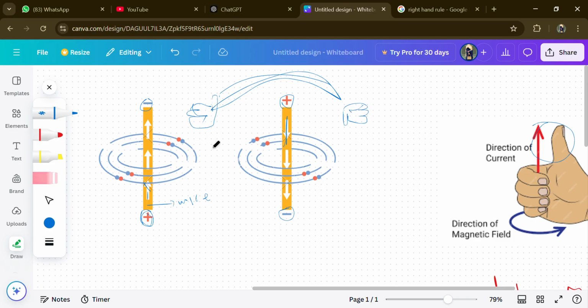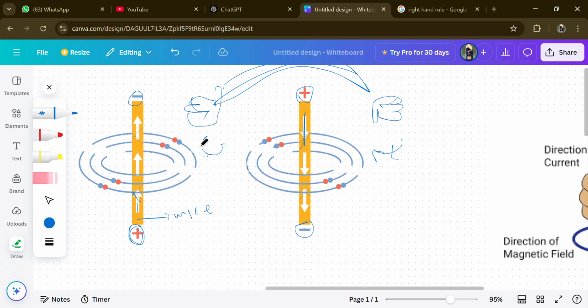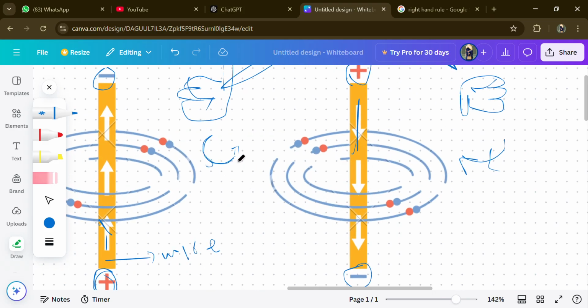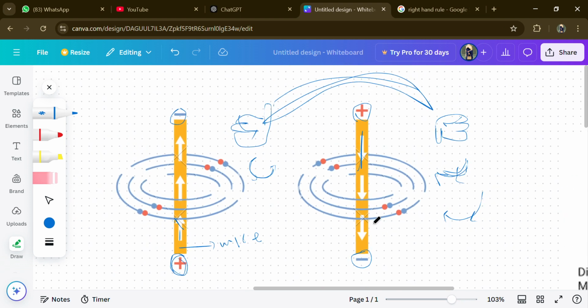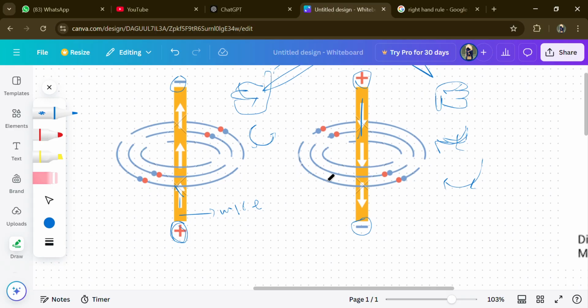Now in this situation, how will our hand be curled? In this direction, right? In this situation, in this direction our hand will be curled, right? So the figure that we got here, the curling of the hand, is the direction of the magnetic field. In this situation, the direction of the magnetic field is like this.